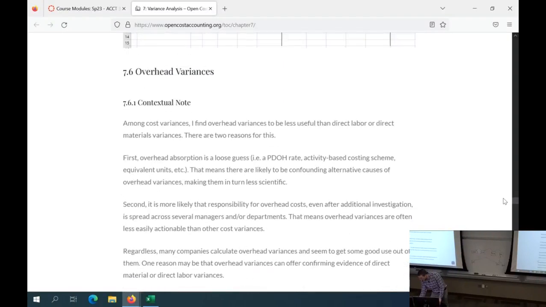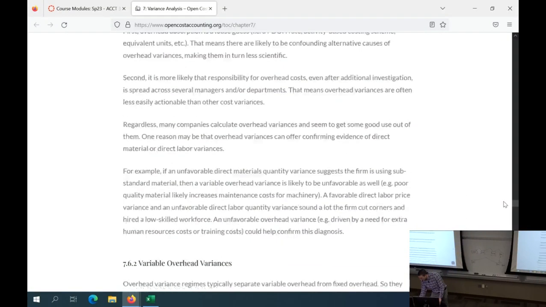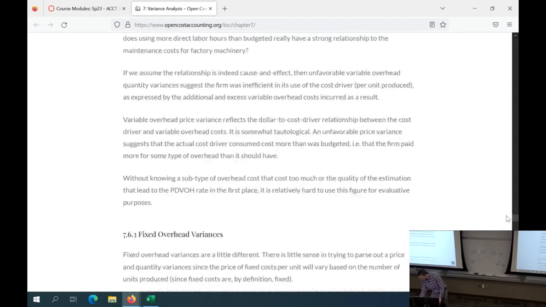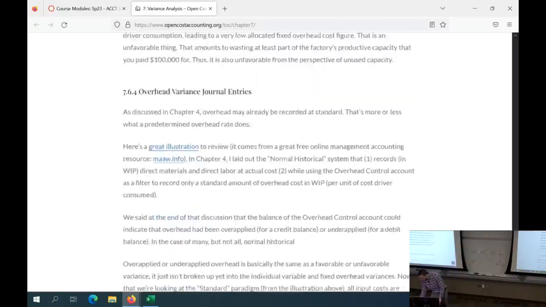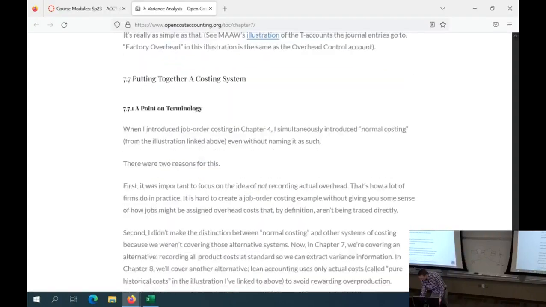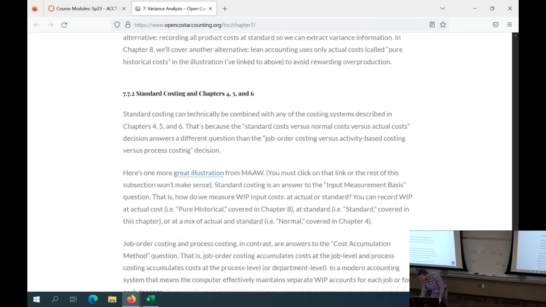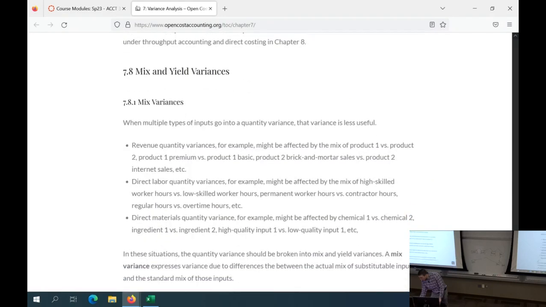And I give a contextual note saying that I find them less valuable, although not valueless. I find them less valuable than direct labor and direct material variances. Okay, 7.6 still. And I have 7.7, and that's not necessarily what we need to know for doing the problems. 7.8. Okay, so the two sections that we're talking about are 7.6 about overhead variances and 7.8 about mix and yield variances. We're going to go over them in that order.